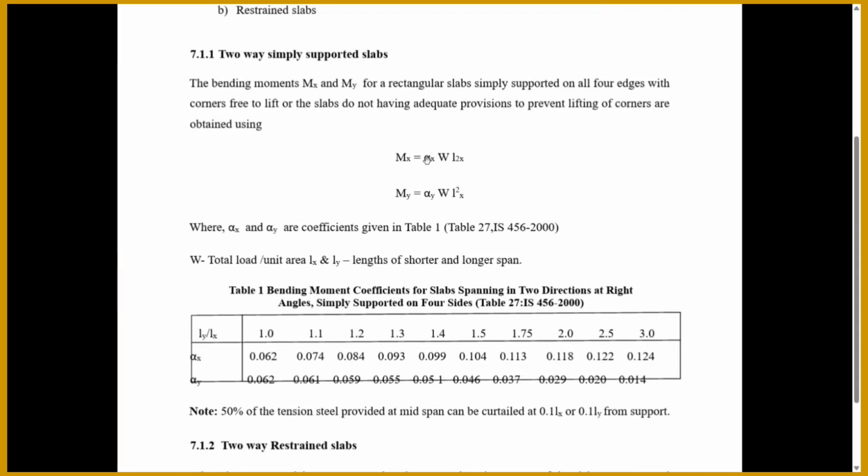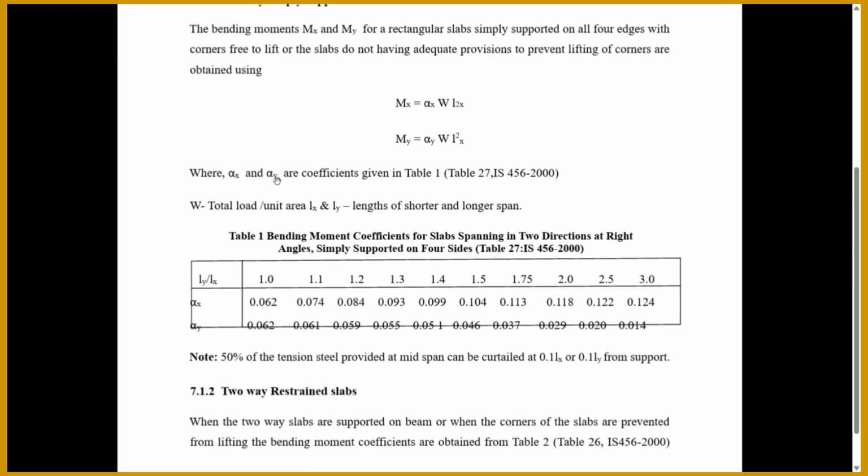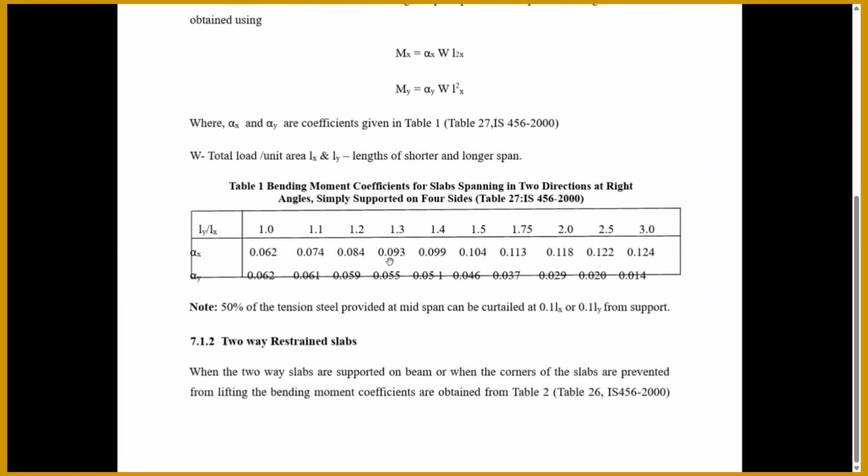This coefficient you have to obtain from the IS code provision. As you can see, alpha x and alpha y are the coefficients given in table 27 of IS 456. As we see, this is the table from IS 456. Bending moment coefficients, alpha x and alpha y values, are given as per the IS code provision. This is Ly by Lx, the longer span direction upon the shorter span direction ratio. You have to interpolate the values and derive the alpha x and alpha y values.